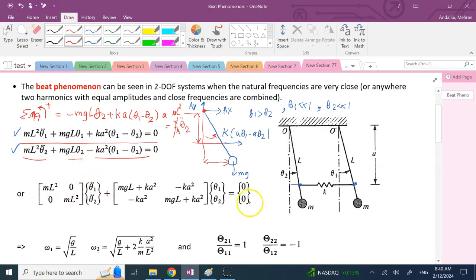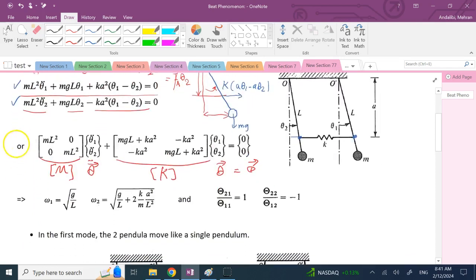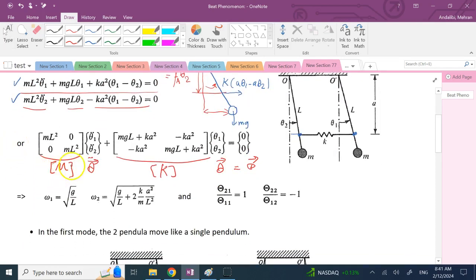Now you can write them in matrix format: matrix M times vector theta double dot, where vector theta holds both of these, plus matrix K times vector theta equals 0. As you know, in vibrations, in order to find the natural frequencies, we multiply M inverse by K and set the determinant of this to 0, and that will give us natural frequencies.